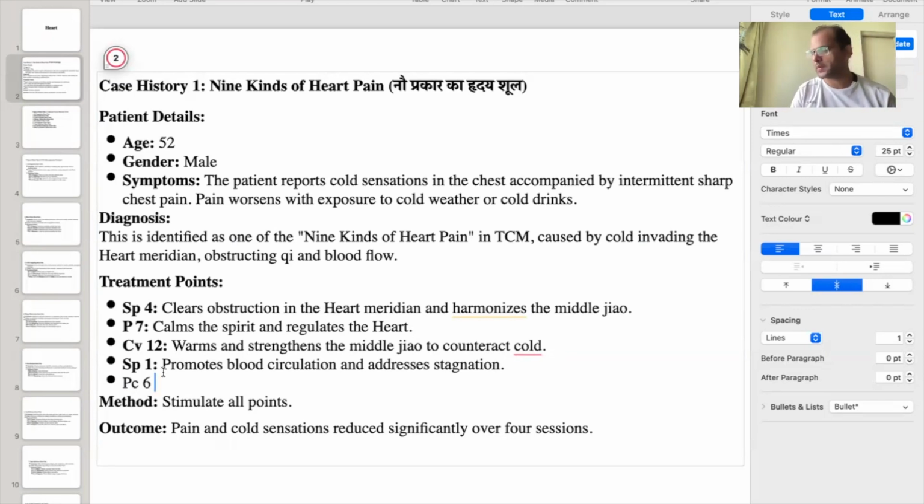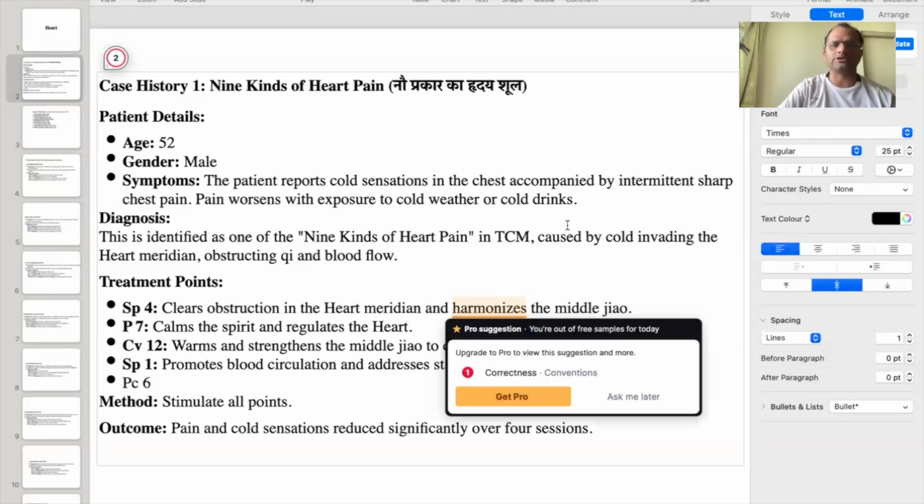Right. So Spleen 4, we know the Chongmo. The root of the Chongmo passes through the heart. So for all types of heart pain, whatever the reason, types 1 to 9, we can treat with the help of Spleen 4. Spleen 4 will clear obstruction in the heart meridian and harmonize the middle GI.